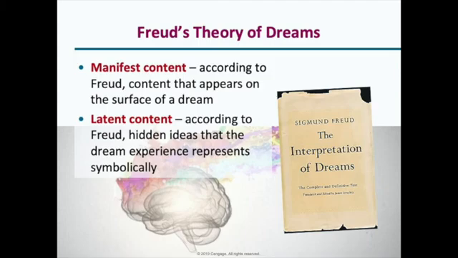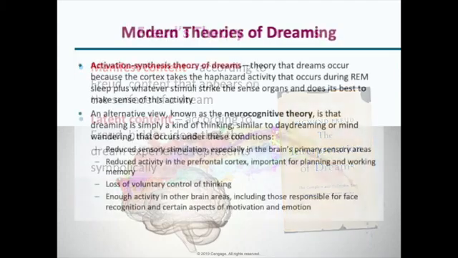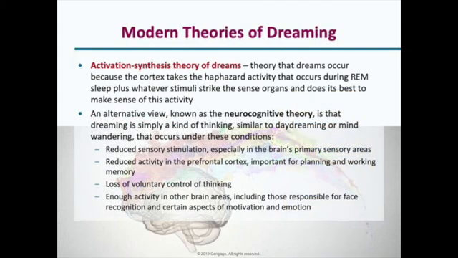Moving on. Slide 31. Modern theorists describe dreaming as a kind of thinking that occurs under conditions of low sensory input and no voluntary control of thinking. The two theories that at least the textbook refers to are the activation synthesis theory and a neurocognitive theory.